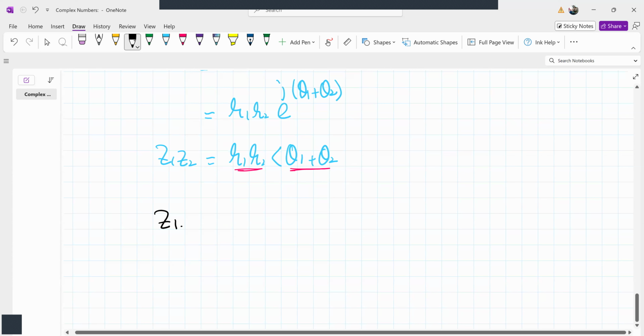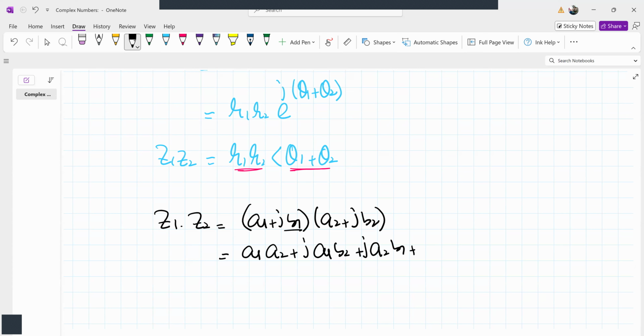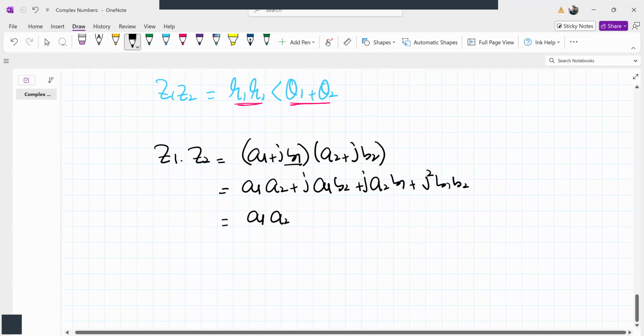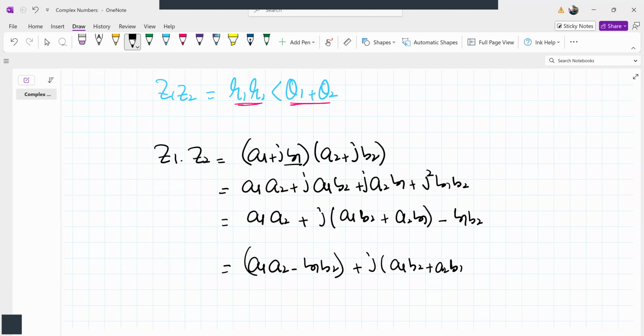Okay, so suppose z1 multiplied by z2, we can write as a1 plus j b1 multiplied by a2 plus j b2. If you multiply first with a1, it will be a1 a2 plus j a1 b2. Then if you multiply with j b1, it will be j a2 b1 plus j square b1 b2. Now j square here is -1, so we can write a1 a2 minus b1 b2 plus, if I take j common, j times a1 b2 plus a2 b1. Let's write the real parts on one side and imaginary parts on the other. Okay, this is the multiplication.